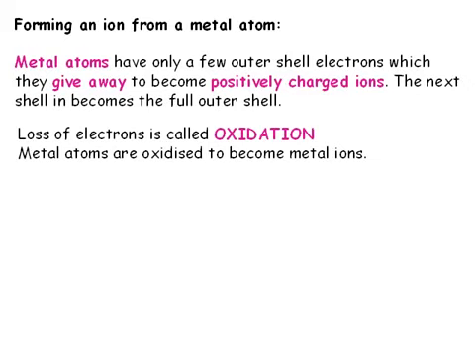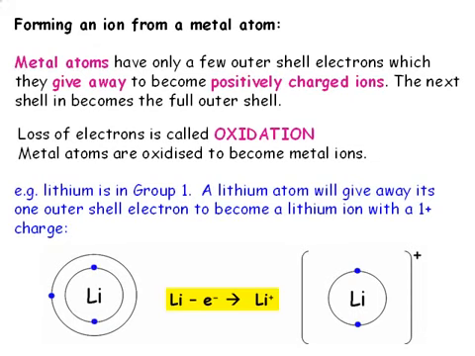Don't get confused. This use of the word oxidation has nothing to do with oxygen and everything to do with electrons. Here's a lithium atom with one outer shell electron. Once it's given away this electron, it becomes a lithium ion. The outer shell is now empty, and so we can show the next shell in as the new filled outer shell. Having lost one negatively charged electron, the lithium ion has an overall charge of 1+. Notice that the charge is the same as the valency.